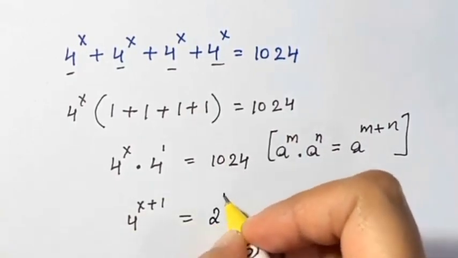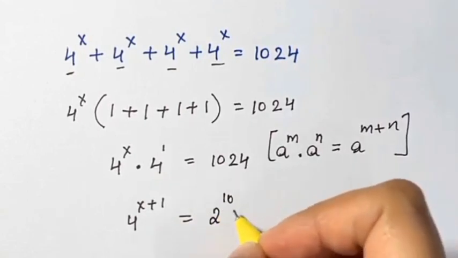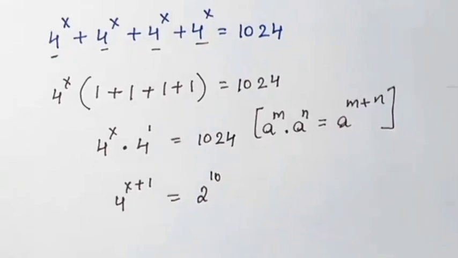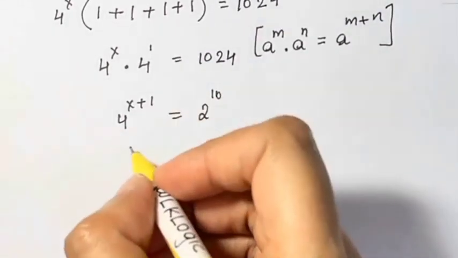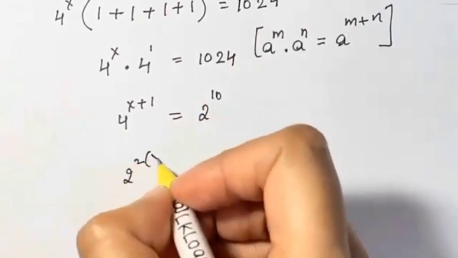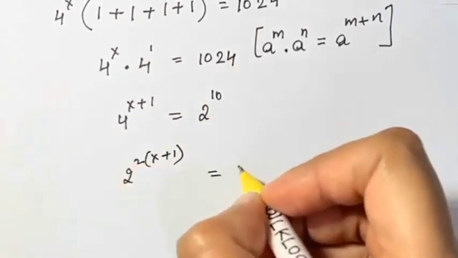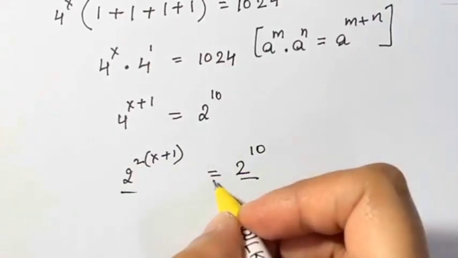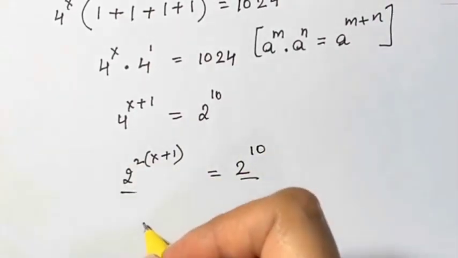That's 2 to the power of 10. When you multiply 2 times 2 times 2 times 2, that is 10 times, you get 1024. Now 4 can be written as 2 squared. Then you have 2 squared to the power of x plus 1 is equal to 2 to the power of 10. Now when the bases are the same, with this equal sign between them, you can equate the powers.